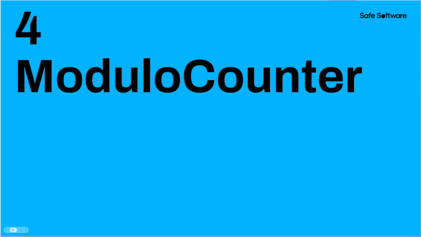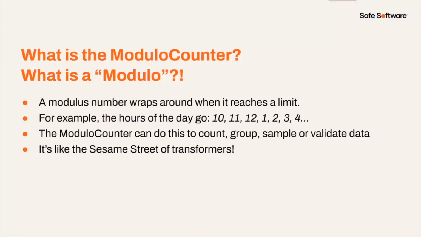Thanks, Crystal. My transformer today is very simple in what it does, but it has more uses than you might think. So what is a modulo counter, in fact? What is a modulo? Well, a modulus number is basically a counter that wraps around when it reaches a limit. The hands on a clock are a great example. The hands go around from 8, 9, 10, 11, 12, and then back to 1 again. And they might go around again, and when they get to 12, they roll over onto 1.